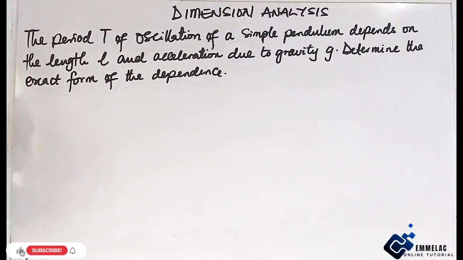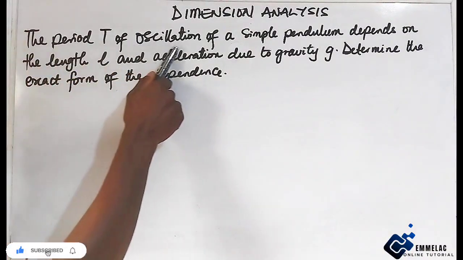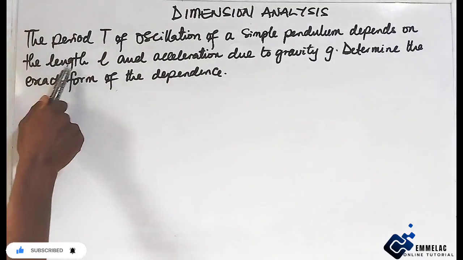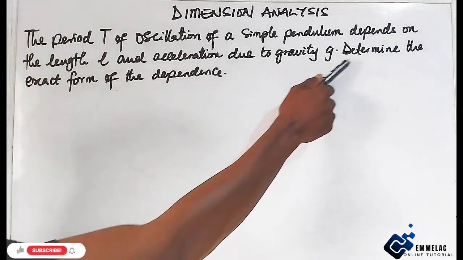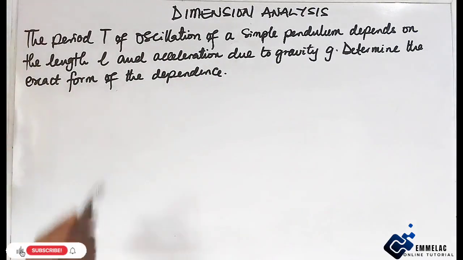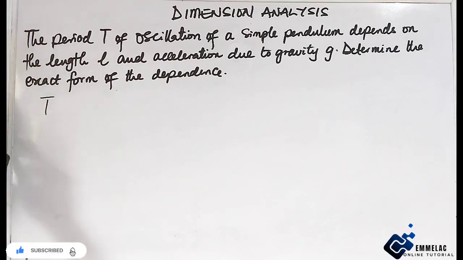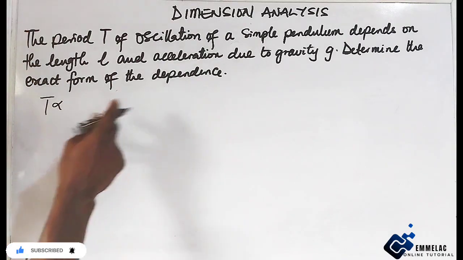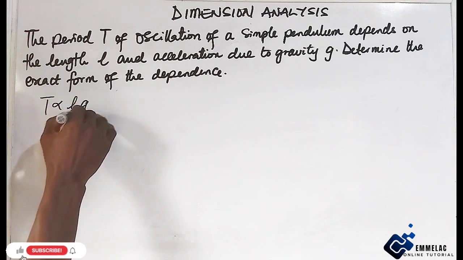Before us is this dimensional analysis question, and it says the period T of oscillation of a simple pendulum depends on the length L and acceleration due to gravity g. Determine the exact form of the dependence. Now let us state, from the first sentence, that T, which is the period, depends on the length and the acceleration due to gravity.